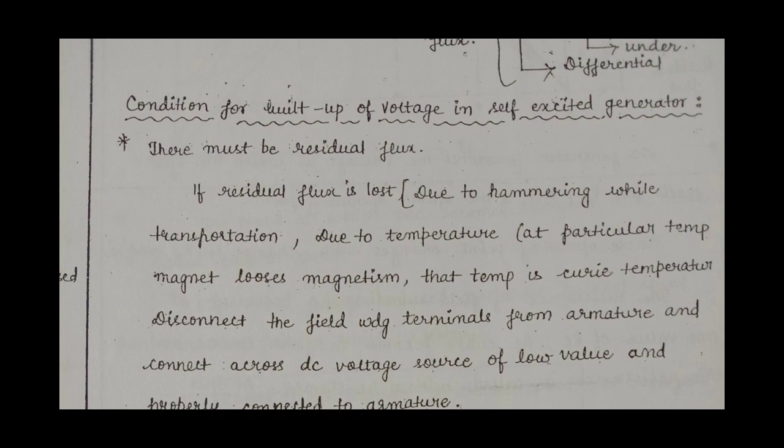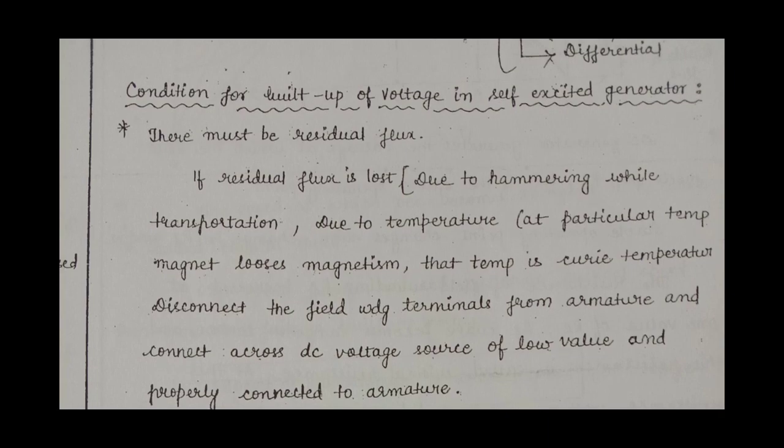Residual magnetism means the field poles must have the retentivity property. Due to that retentivity property, the field poles produce a flux even though there is no current, or no supply is given to the field winding. The field poles still produce some flux, about 4 to 5% of the total flux. That flux is called the residual flux.